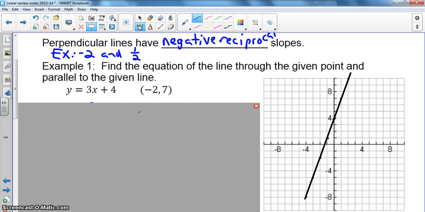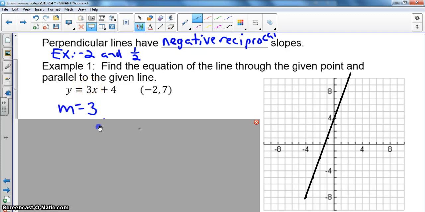So what we need to do is use what we know. We want the line to be parallel. This has a slope of 3. We know parallel lines have the same slope. So therefore our new slope is still going to be 3. This is the point it has to go through, so this is going to be our x, this is going to be our y. The only thing that's going to be different is our y-intercept, because ultimately all we're doing is moving this line up or down to make it go through the point -2, 7. So we do not know our b value.